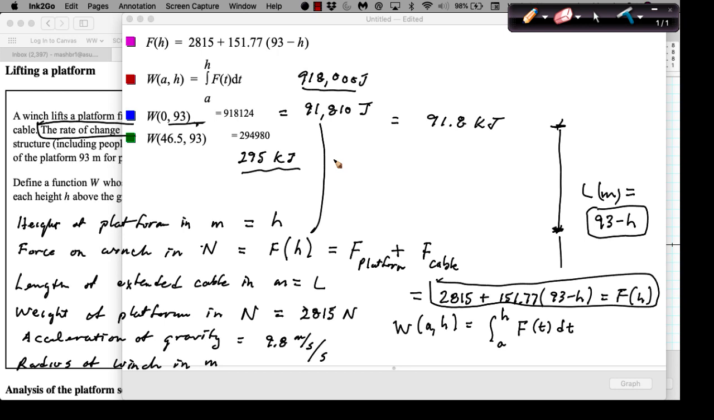Question. Please. When you define the force function, that's just the weight of the platform, that's not the work done by the platform, don't you need to multiply that by the height? But that's what we're doing, the accumulation of work here. This is the force function on the winch, not the work function. This is the weight on the winch, which is the force. That's our rate of change of work. So I'm not calculating the work here. I'm calculating the force on the winch at any height h. And that force is the rate of change of work. Make sense? Other questions?